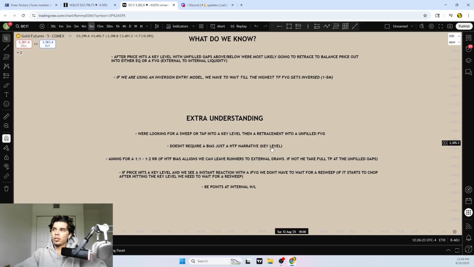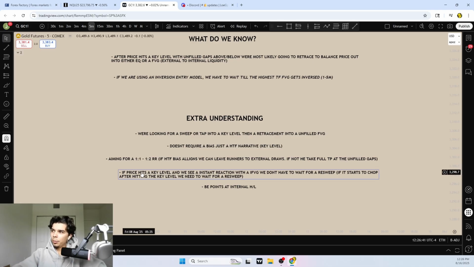Doesn't require bias, just requires a high time frame narrative, right? So if we're in a bearish market, we can take a long towards that unfilled gap and so on and so forth, right? If we're in a bullish market, we can take a short towards that unfilled gap. So no bias needed, but we do need a high time frame narrative such as a sweep or tap into a key level first, right?